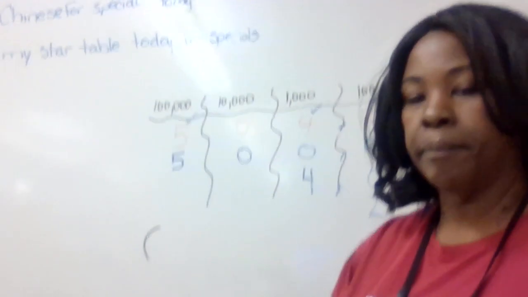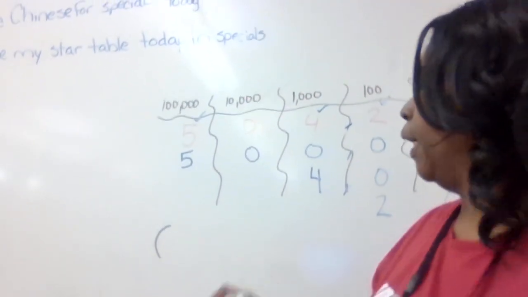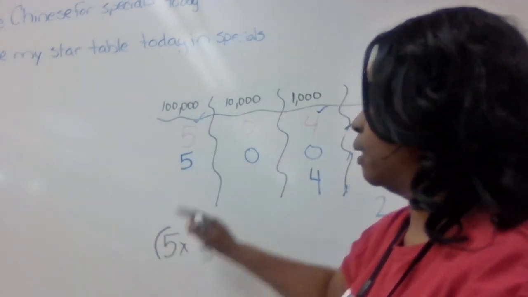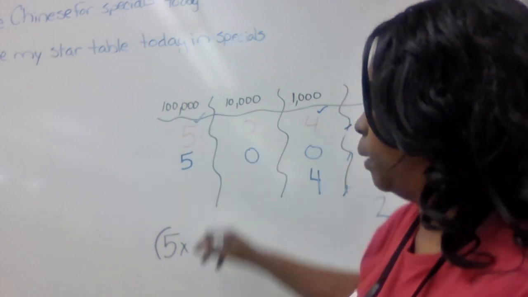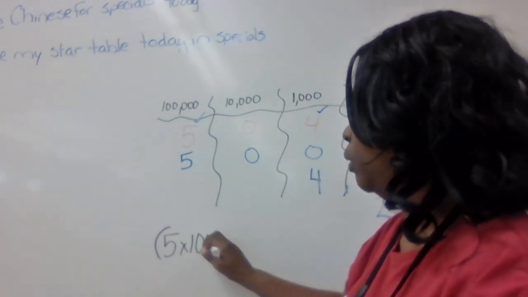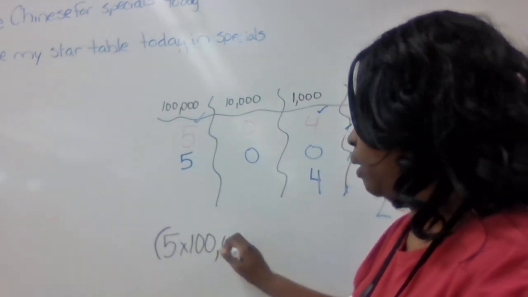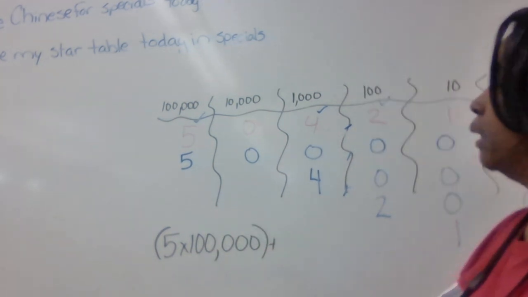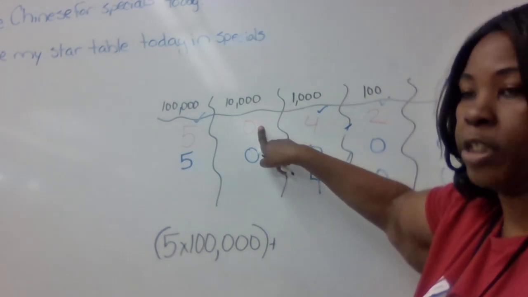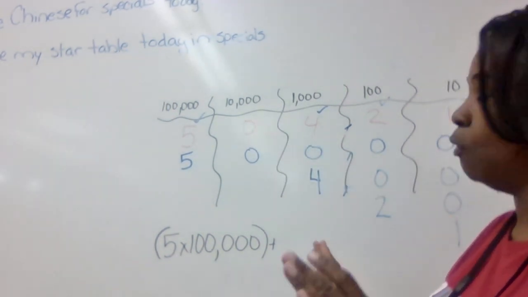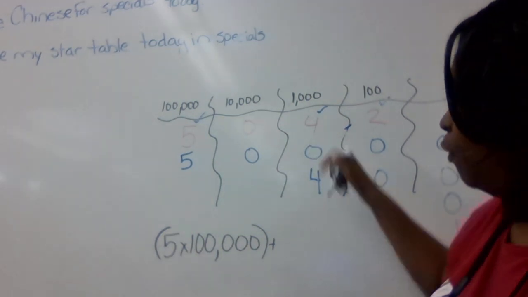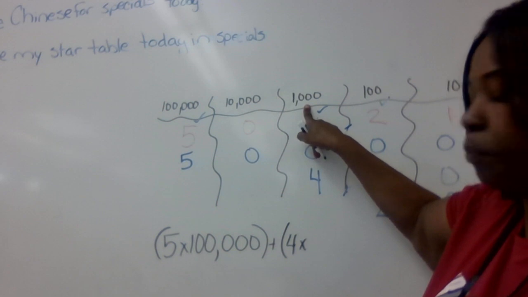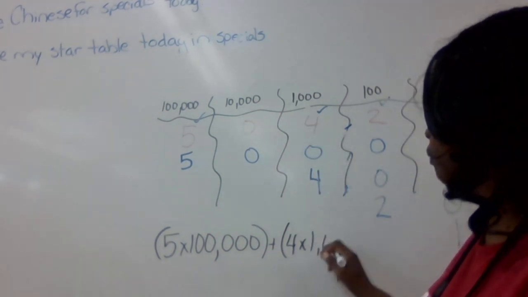And we're going to do our first number, which is 5, times, what place is our 5 in? It's in the hundred thousands place. So we're going to put 100,000. 100, the comma means thousand, and we have our 3 zeros. Plus. Okay, our next number is 0. Remember, when we're looking for expanded form, we don't do anything with 0. So we're going to skip that. So now we're on 4. What place is our 4 in? It's in the thousands place. So we're going to put 1,000.